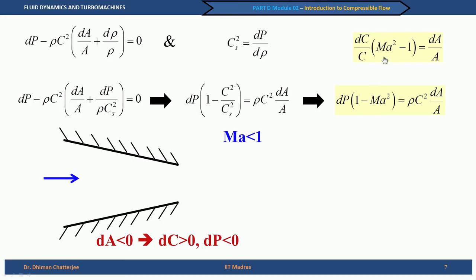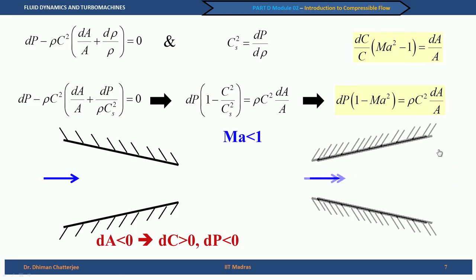Now, this is negative, dA is also negative, that makes dc to be positive, and we get an accelerating flow in the nozzle when Mach number is less than 1. This is our usual experience, of course.